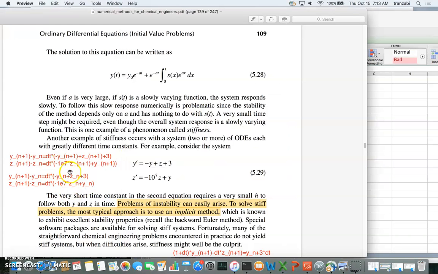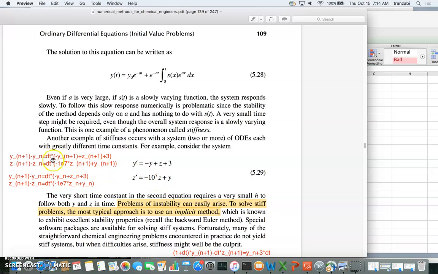Okay, now let's do backward Euler. If we're going to do backward Euler, the discretization goes like this. y_{n+1} minus y_n on the left side. The right side should be at n plus 1, so it's dt, everything at n plus 1, right? Minus y_{n+1} plus z_{n+1} plus 3. Second equation: z_{n+1} minus z_n is equal to dt times the right side at n plus 1, which is minus 1 times e to the 7 times z_{n+1} for this term, and then y_{n+1}.